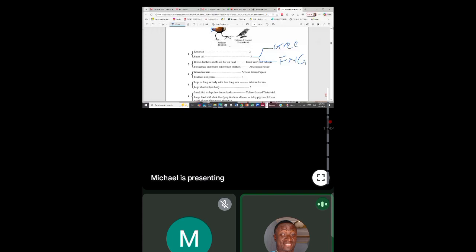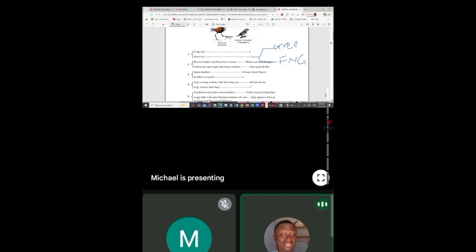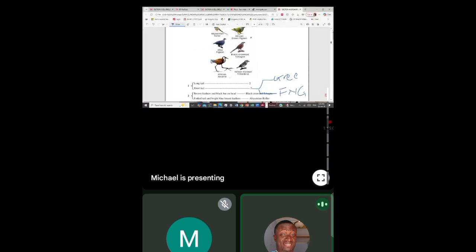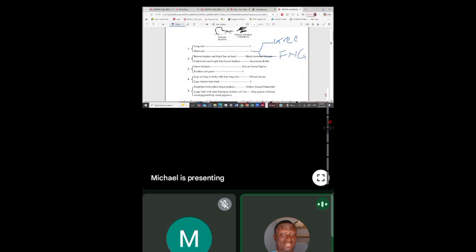And the tail over there too is having long body, leg as long as body. Leg is very, very long and has 4 long toes. So we see 4 long toes. That then describes the African jacana. And the leg shorter than body, we can have the 2 remaining. That is the yellow-fronted thinker and the Afep pigeon. So the next line of question will try to differentiate the 2.